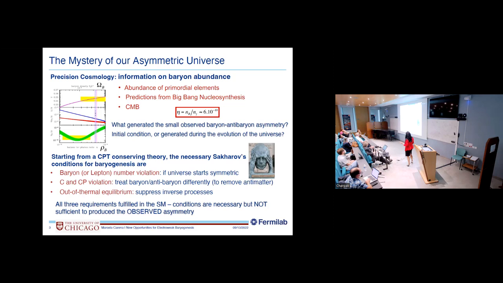Of course, if the universe is asymmetric, you need to violate something to get something. C and CP violation, both independently, because that's what allows you to treat baryons and antibaryons differently and remove antimatter. And then you would need out of thermal equilibrium processes, and in that sense, once you need something to generate something, you have to shut off the inverse process, otherwise you would erase all what you generate. So all these three requirements are fulfilled in the standard model, but these conditions are necessary but not sufficient to produce the baryon asymmetry.